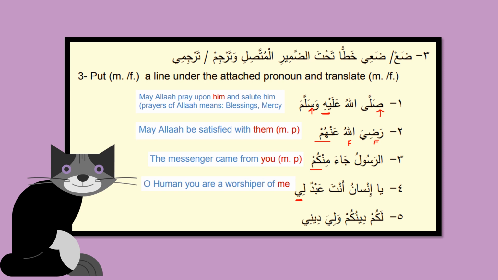Lakum dinukum waliya dini. So where is our harf jar and attached pronoun? There are a lot of them. So the first attached pronoun is here with the harf jar, lakum. Then again another attached pronoun with the noun. Again an attached pronoun with the harf jar. Again an attached pronoun with the noun. So there are 4 of them. So lakum, for you, to you. It should be to you or for you.